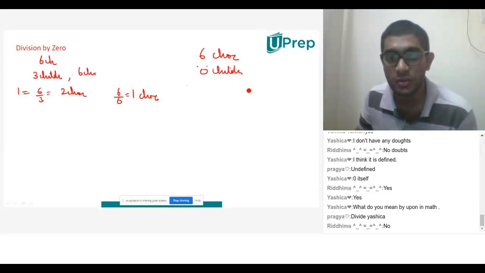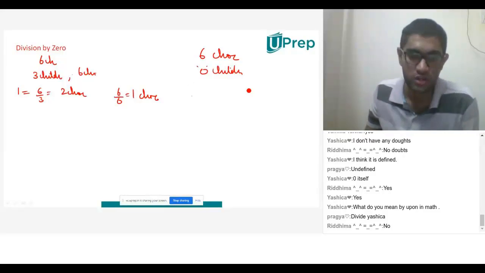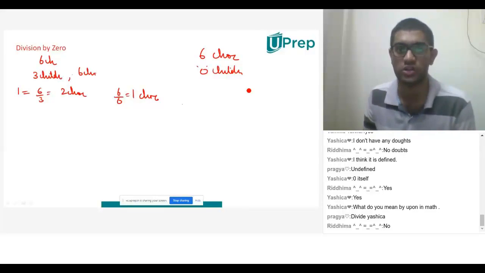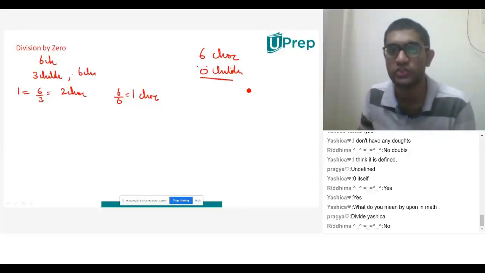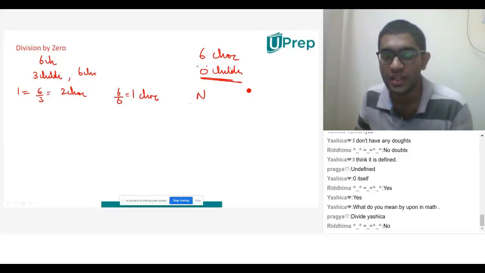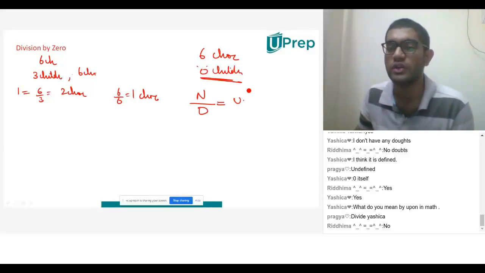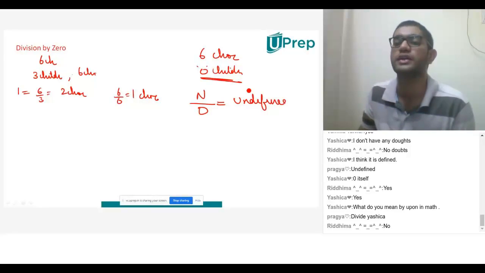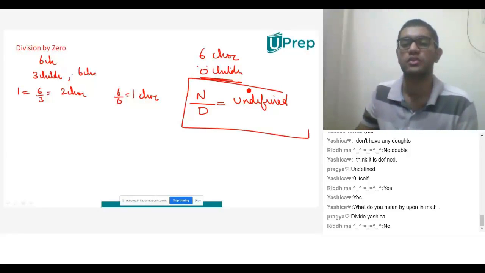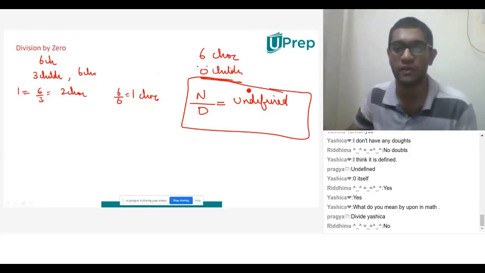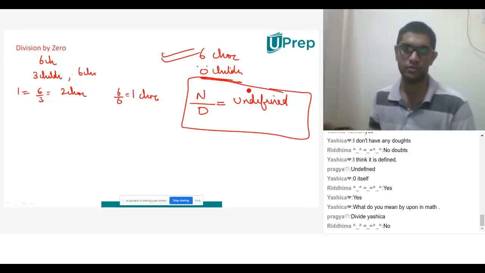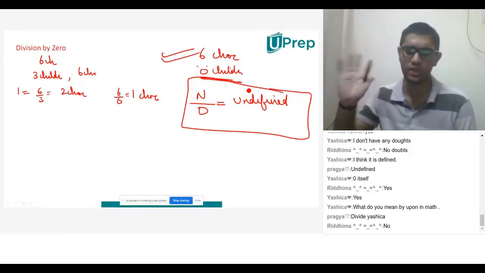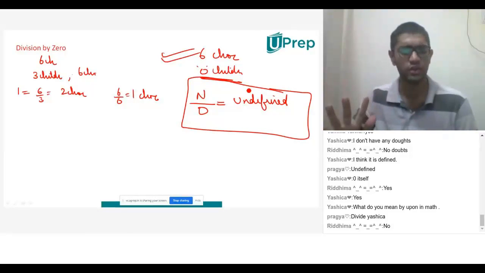Exactly. That means the distribution is not defined. I cannot define how many chocolates, who's getting what, when the denominator is 0. That is the reason any number divided by 0 is undefined. Do you understand with the help of a simple real life example? No mathematical operations, no proving 1 by 0 excess. Let's see if we do it in the next class.